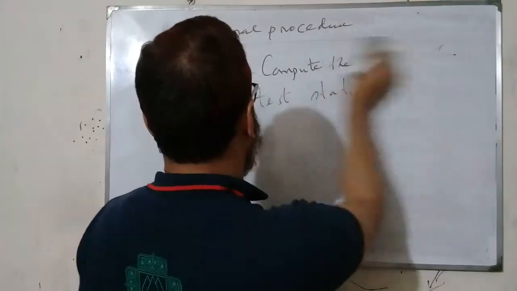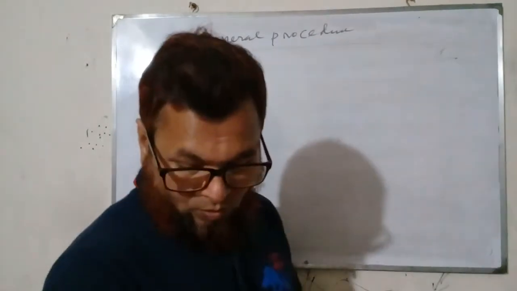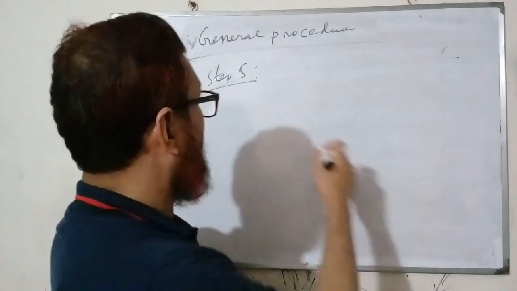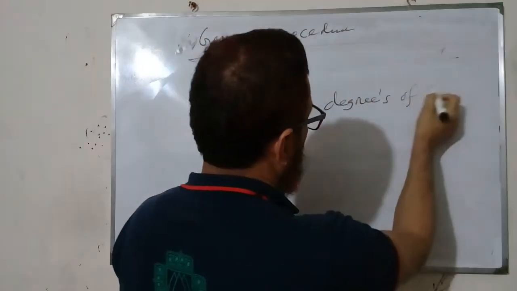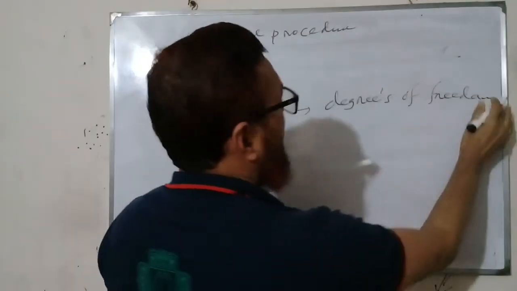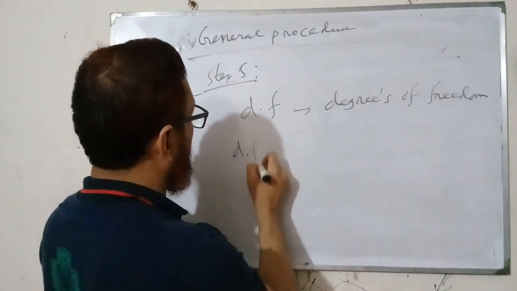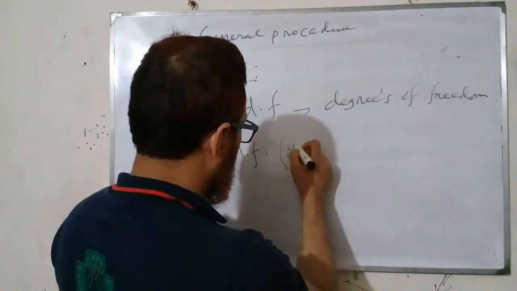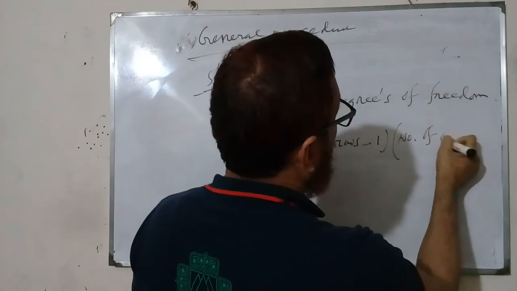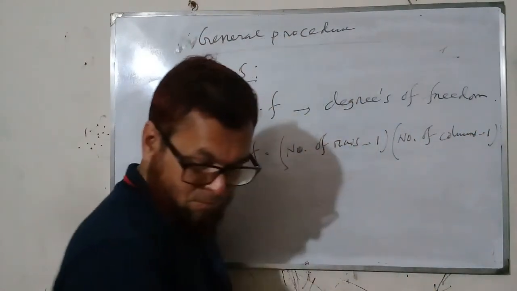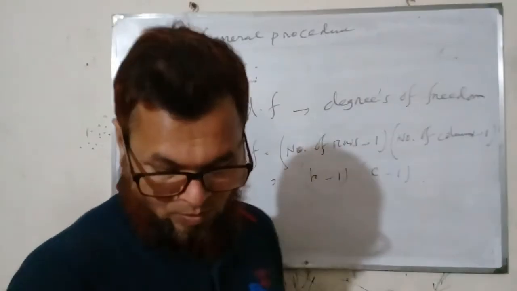Step 5. Calculate the degrees of freedom by the formula: degrees of freedom equal to number of rows minus 1 into number of columns minus 1, that is R minus 1 into C minus 1.